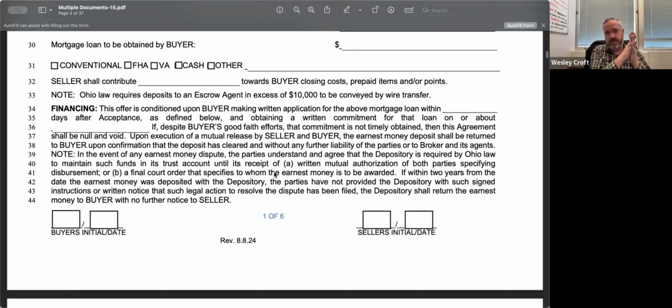Now, you're asking yourself, what is written commitment? Written commitment is the lender saying, hey, we've done the underwriting, we've got them conditionally approved, you're all good to go, we're going to give them the loan, we're just waiting for closing at this point. So what happens if those dates get passed up? Well, the loan commitment date is very important because starting on line 36, it says if, despite buyer's good faith efforts, that commitment is not timely obtained, then this agreement shall be null and void. So if you don't get loan commitment by the day that it states, the contract then becomes null and void. Now, you could call the listing agent and say, hey, they need a couple more days. That's okay.